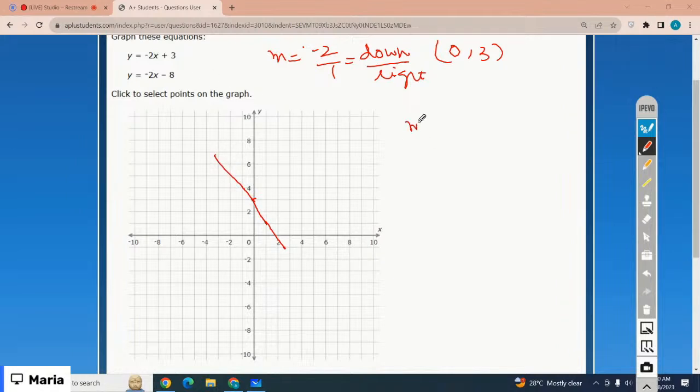Okay, for the second one, m equals -2 over 1 and the y-intercept is (0, -8). Okay, here is (0, -8). Move down 2 points, right 1 point. So you can see both the lines are parallel lines. That means the system is inconsistent. The system has no solution. Got it?